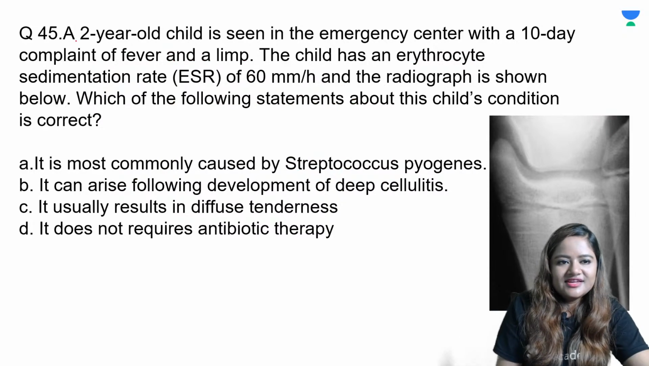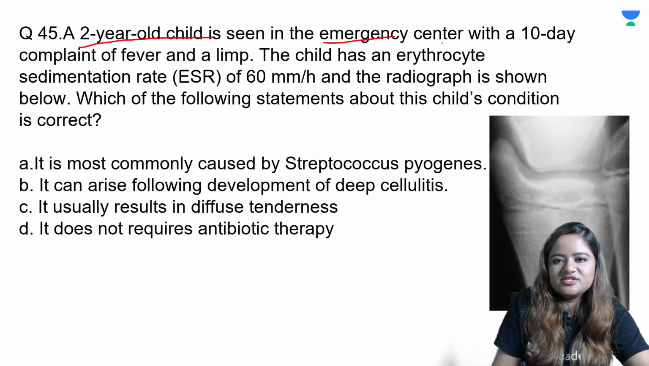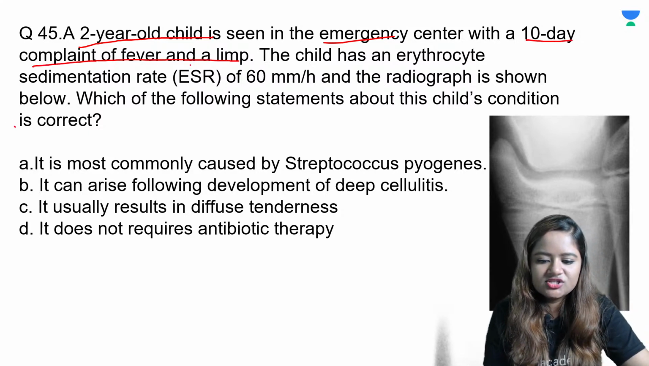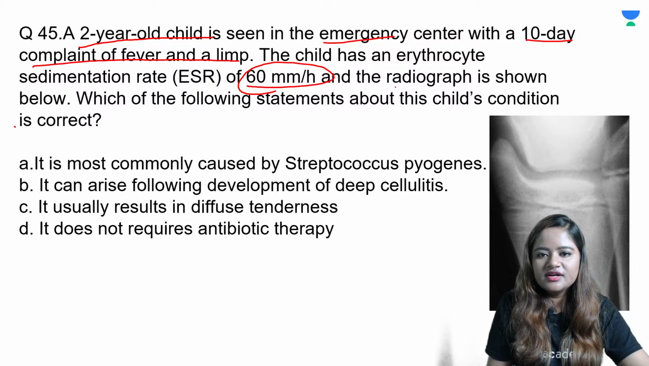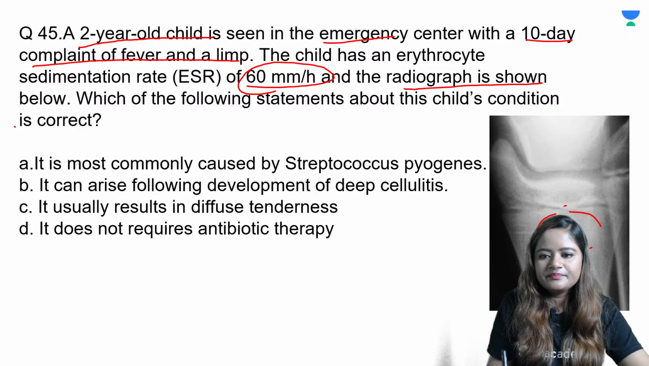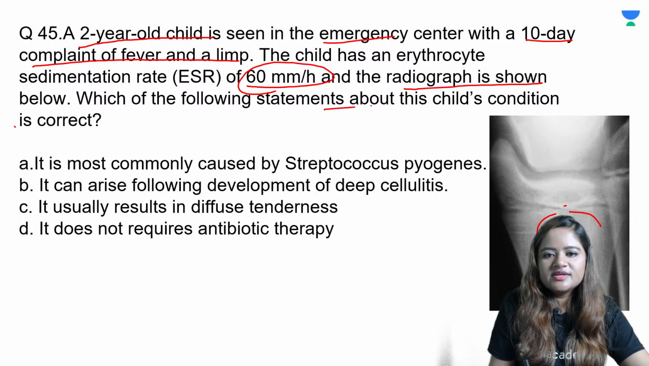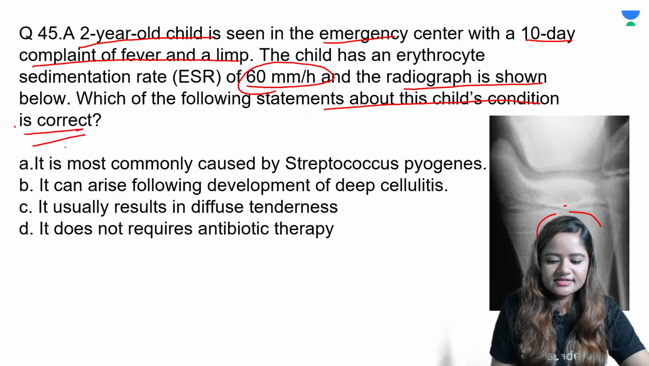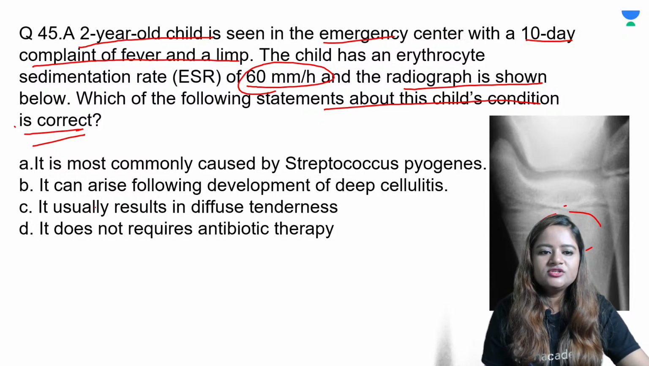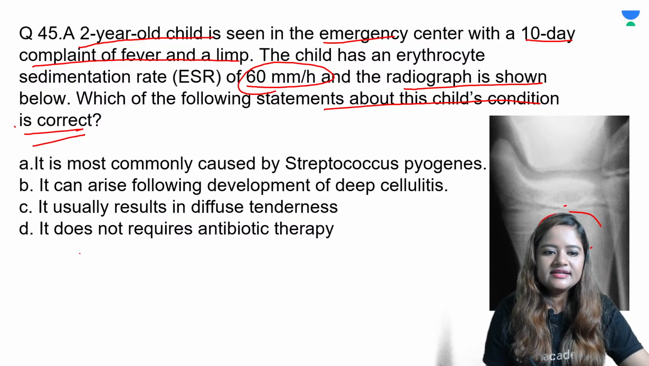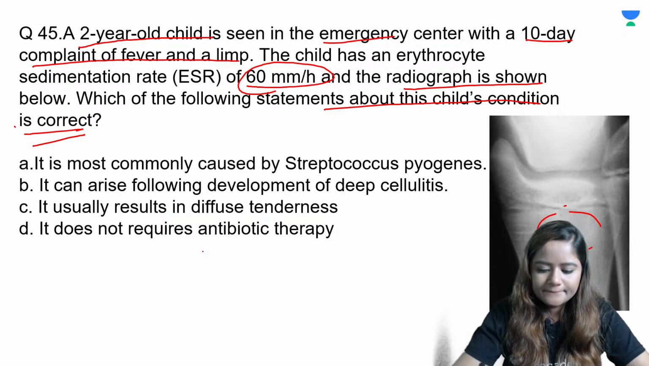Question number 45. There's a 2-year-old child who is seen in the emergency center with a 10-day complaint of fever and limp. So fever is present and the child is also having limping episodes. The ESR is as high as 60 per hour and the radiograph is shown below. Can you see the arrow is showing something in the bone? Kind of a swelling over here. Which of the following statements about the child's condition is correct? It is most commonly caused by Streptococcus pyogenes. It can arise following development of deep cellulitis. It usually results in diffuse tenderness. It does not require antibiotic therapy.